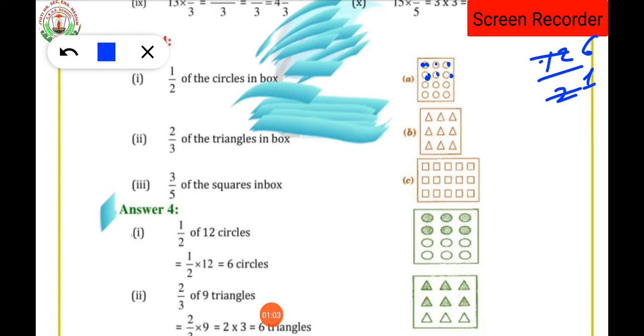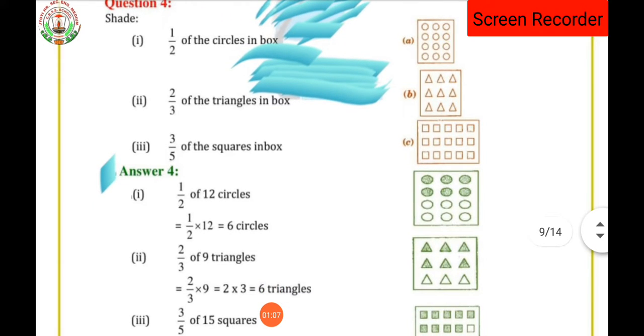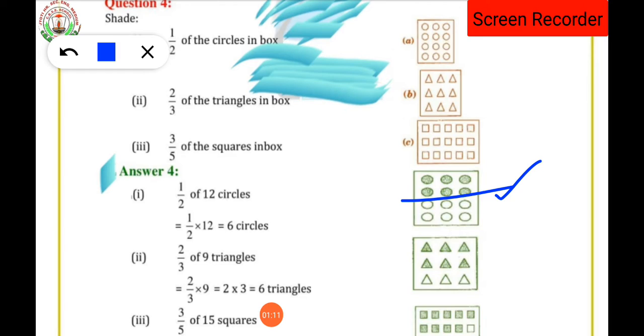Clear? So here is the answer for the shading. We have to shade the 6 boxes. Clear everyone? Here just half of the boxes are shaded. Now in the second part, 2 by 3 of the triangles in the box. So 2 by 3 means more than half, isn't it? So here how many triangles are there? 1, 2, 3, 4, 5, 6, 7, 8, 9. 9 triangles are there. So out of 9 triangles, 6 will be shaded.